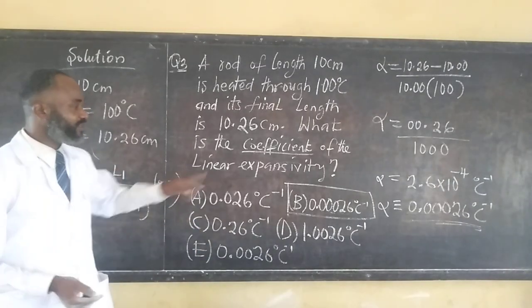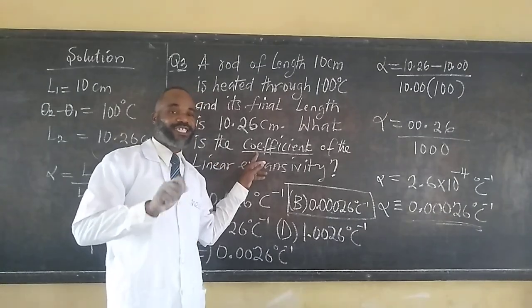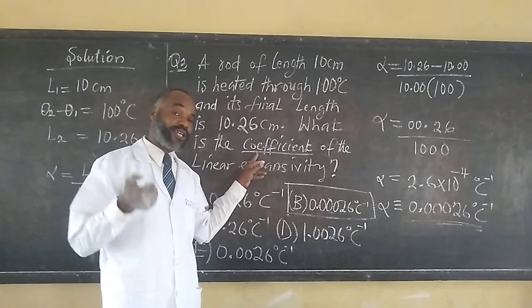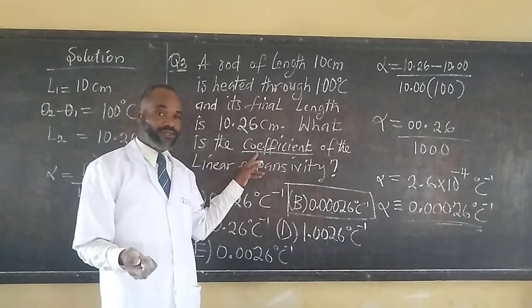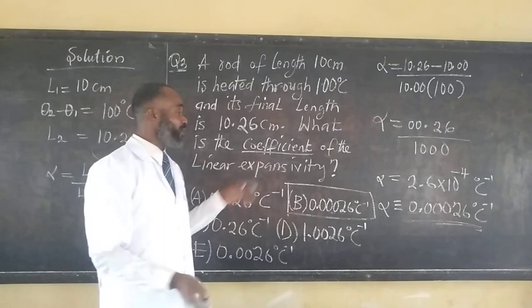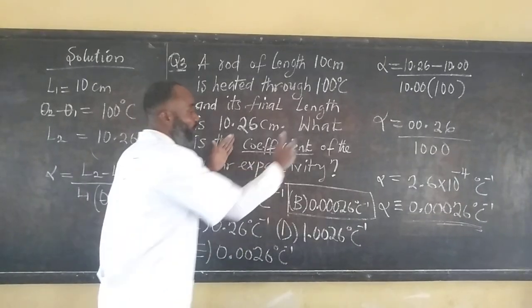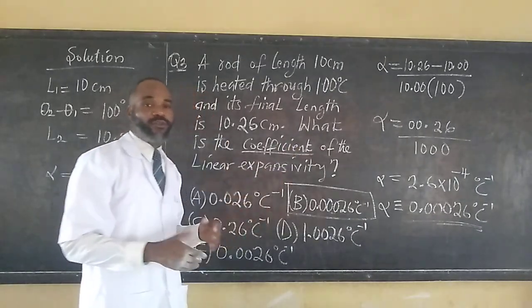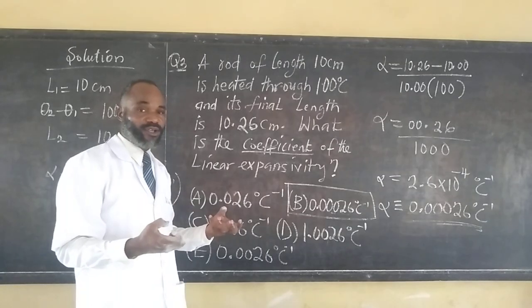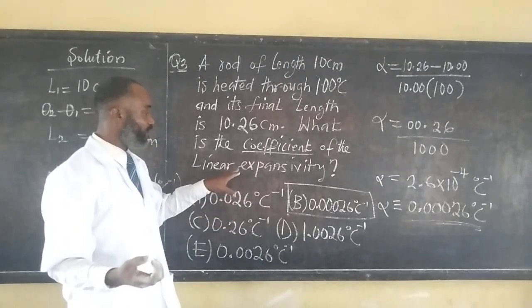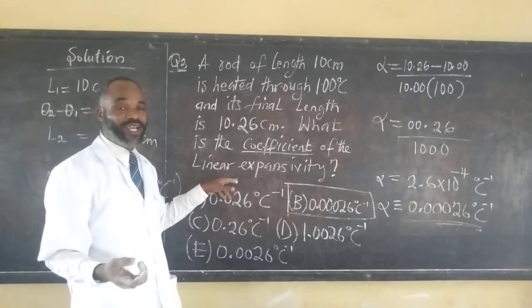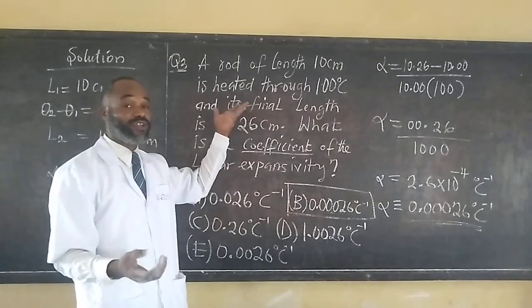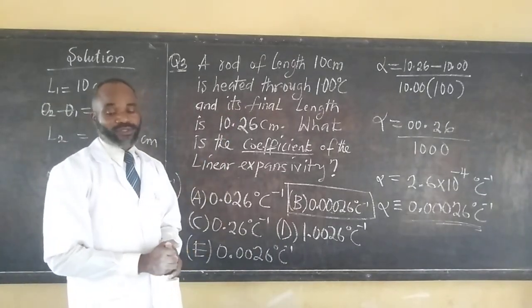So most times, a statement might be a twist to know whether you understand what the question is all about. If we were not careful, these coefficients would have thrown us off balance, without knowing that what they really want us to find is just the linear expansivity of the material. Okay? So it has been solved.